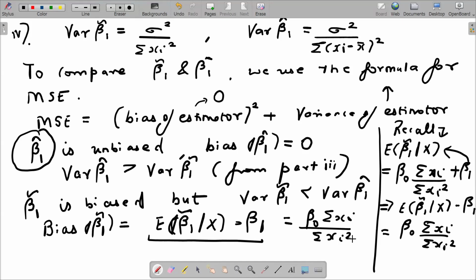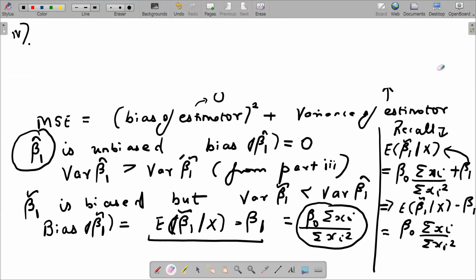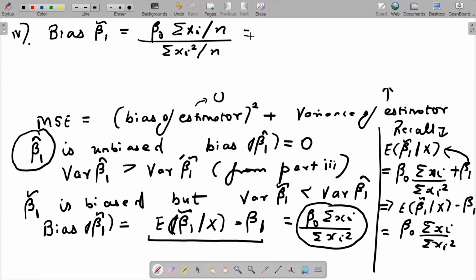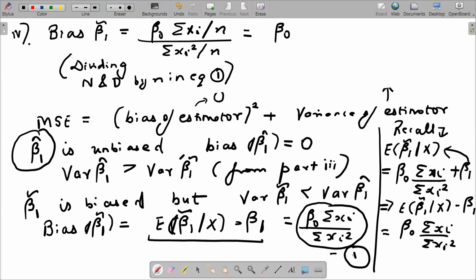Okay, and to make it more clear, to make it more systematic, I can divide the numerator and denominator by n. So if I erase the initial part off, I can write that the bias of beta 1 tilde is going to be beta naught times summation xi by n over summation xi square by n. What I've done is divide the numerator and denominator by n in equation 1. Let's call this equation 1. Now summation xi by n is x bar, and I can write summation xi square by n as it is.